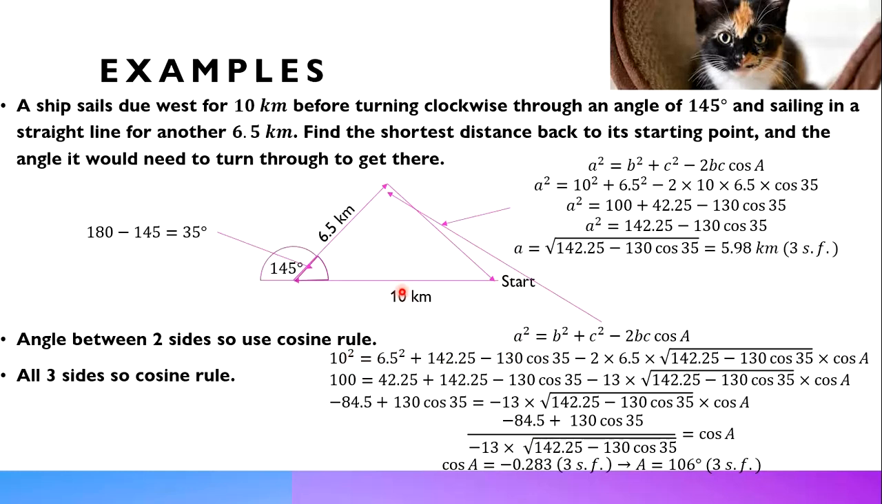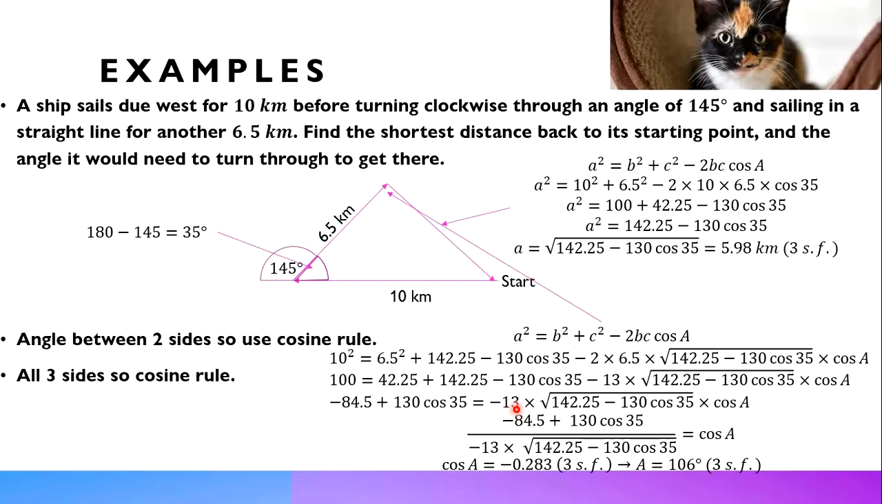So here, 10 squared equals 6.5 squared plus 142.25 minus 130 cos 35 minus 2 lots of 6.5 lots of the square root of 142.25 minus 130 cos 35 lots of cos A. So 100 equals 42.25 plus 142.25 minus 130 cos 35 minus 13 lots of the square root of 142.25 minus 130 cos 35 lots of cos A.